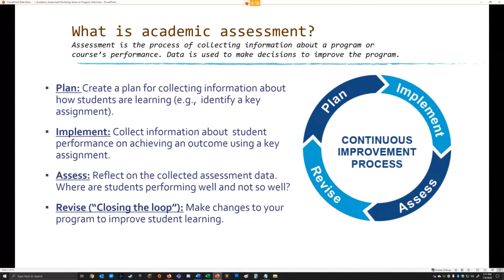So we see here a lovely diagram. We use this at the Office of Institutional Effectiveness. You see plan, implement, assess, revise. Essentially, what it means is plan. You create a plan for collecting information about how students are learning. Implement, you basically are collecting information about student performance on achieving an outcome on a key assignment. Assess, you're reflecting on the collected assessment data, where are students performing well or not so well, and then revise or closing the loop, you're making changes to your program to improve student learning. Next.